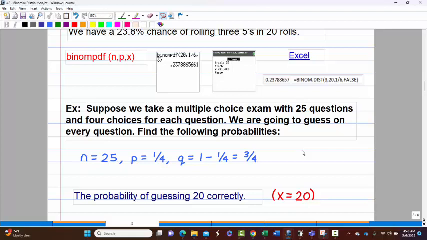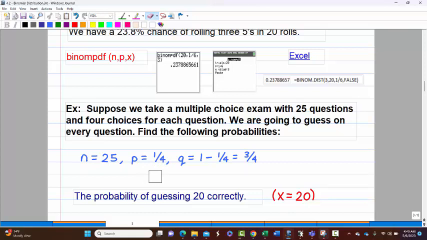Now, we have 25 questions, that's our n. Now, it says there's 4 choices for each question. So how do we turn that into a probability? Well, you think about it like this. There's 4 choices per question. The p, the lowercase p, is always the probability of success on one trial. So if you have 4 choices, you would have a 1 out of 4 chance of guessing any one question correctly. So there's where the 1/4 comes from.